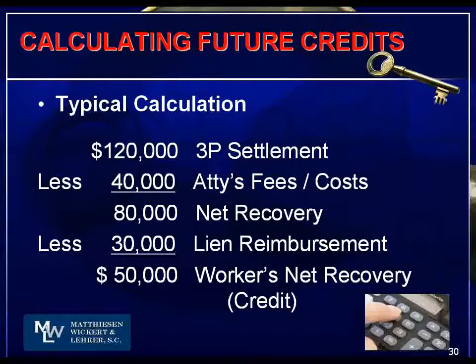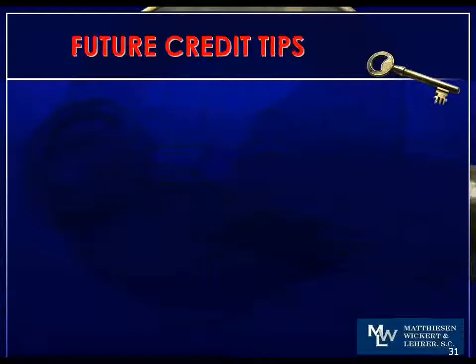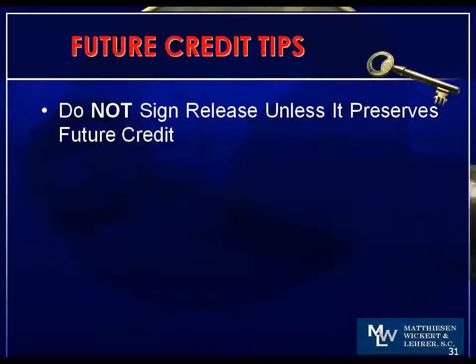These are a couple examples of a typical calculation. $120,000 settlement, less 40% attorney's fees, means an $80,000 net recovery, less $30,000 lien reimbursement. Generally, the net recovery of $50,000 to the worker constitutes the future credit. Here's some tips dealing with credit. And we could have a webinar unto itself just dealing with future credits, especially when you get involved in cases like California and Illinois. In fact, I think that's a great idea. We're probably going to do a webinar all on its own dealing with future credits because it certainly merits it.